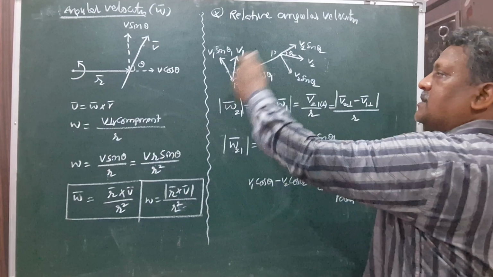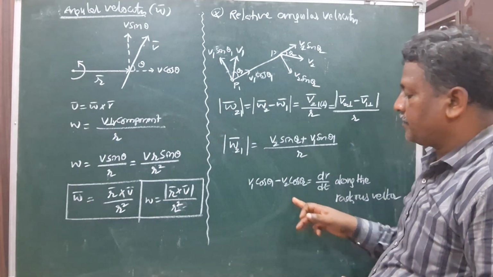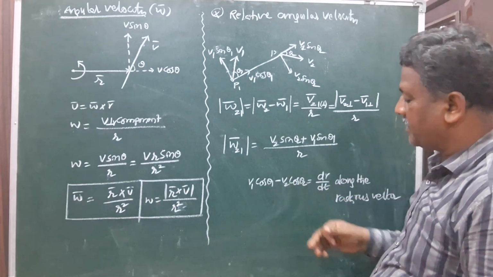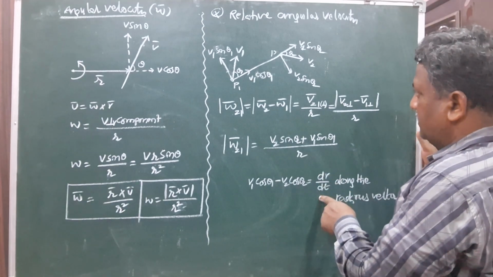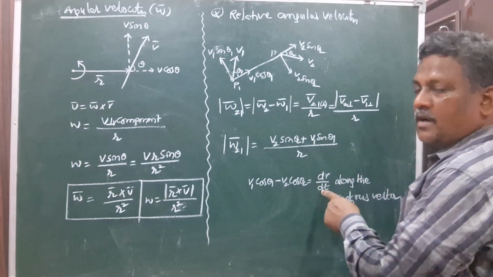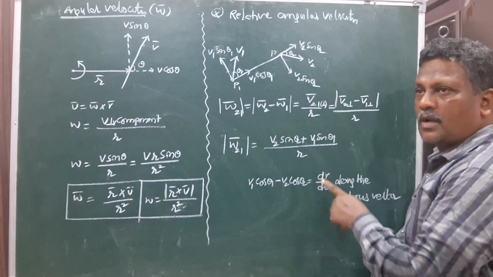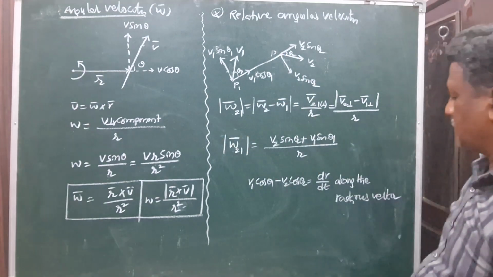And here, along this radius vector, the relative velocity is v2 cos theta 2 minus v1 cos theta 1, which is dr by dt. It is the linear velocity, or it is nothing but the rate of change of relative position between the two points in the direction of the radius vector.